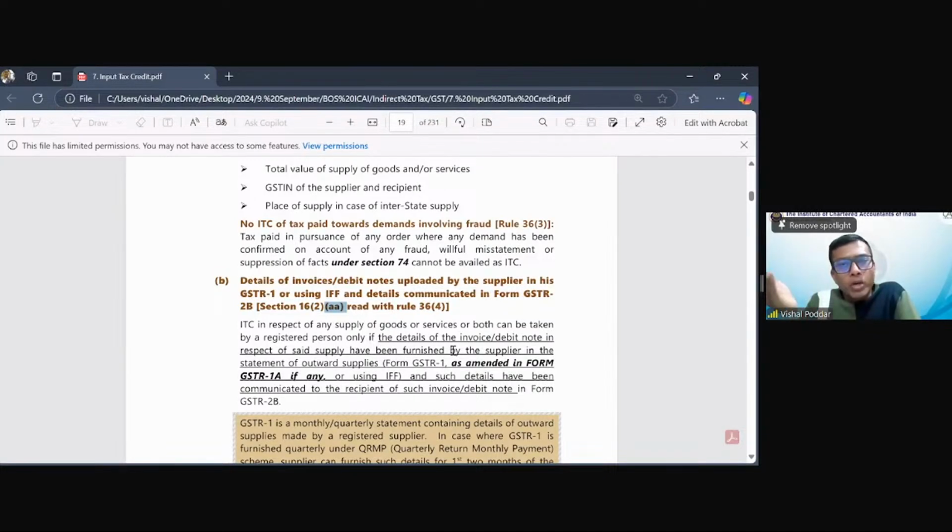This was the originally designed return. However, the portal did not support that and the return failed. So they removed this concept of 1, 2, 3 and they brought 1 and 3B. So you file your outward return in 1 and then directly you jump to 3B, where you show your outward supplies also and you show the entire ITC also.